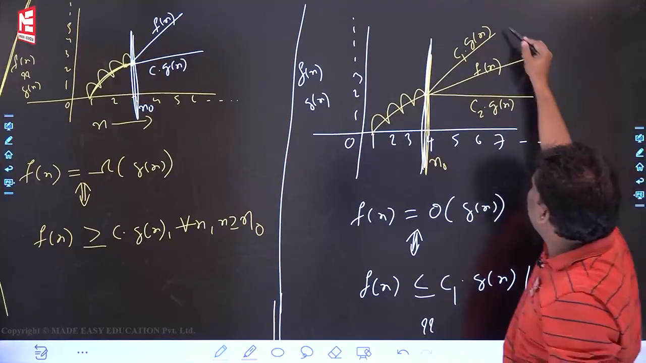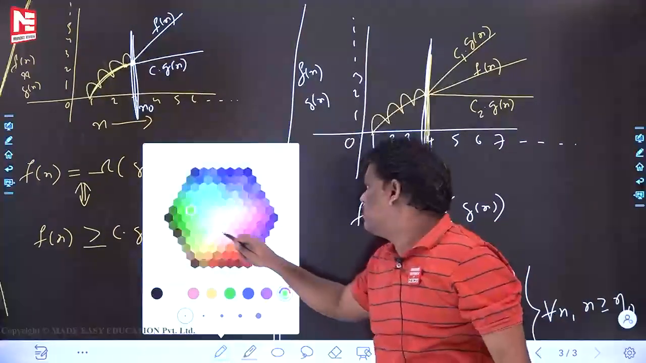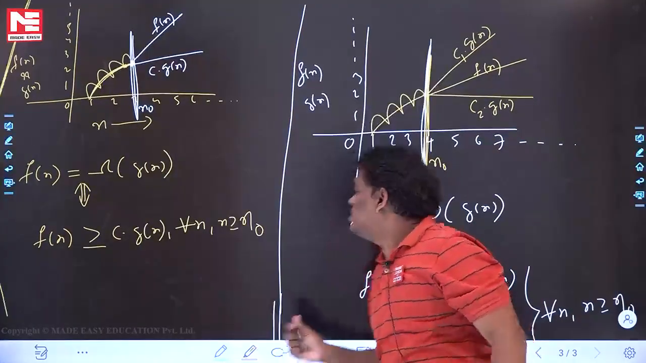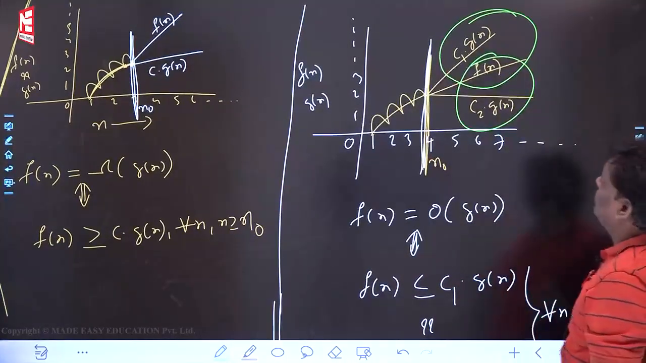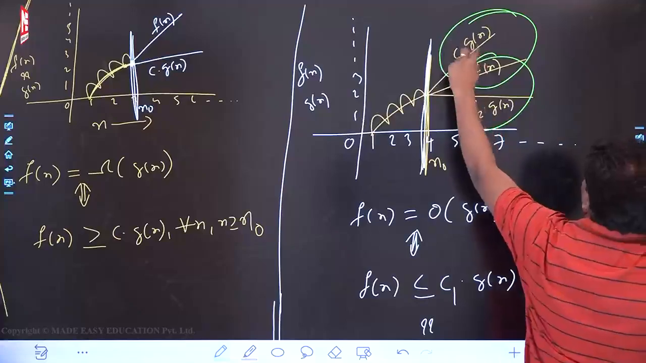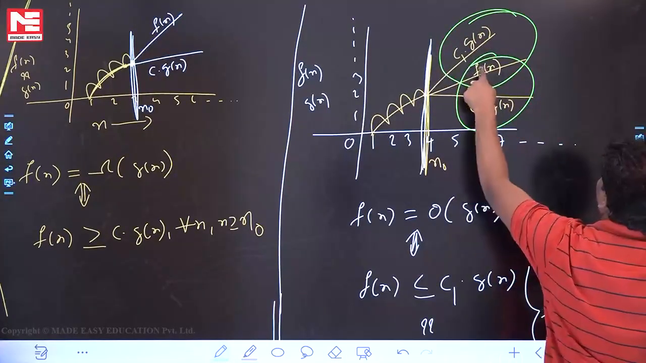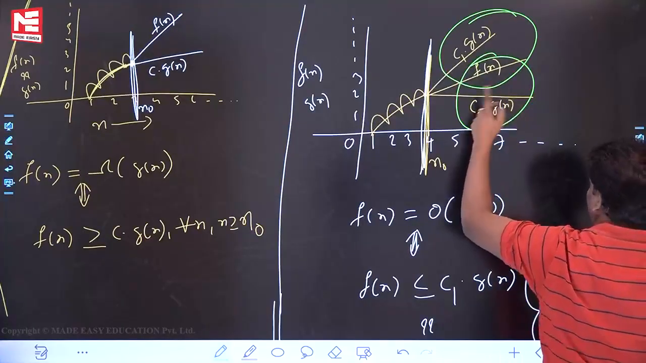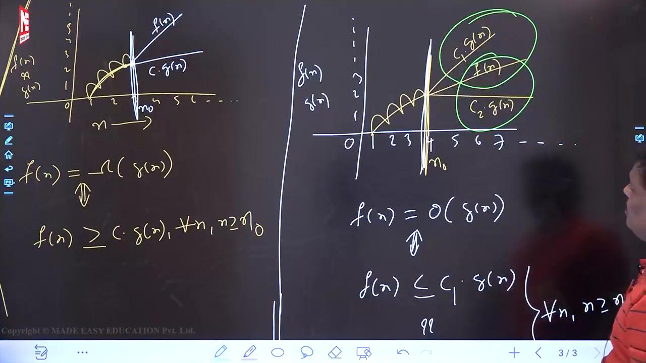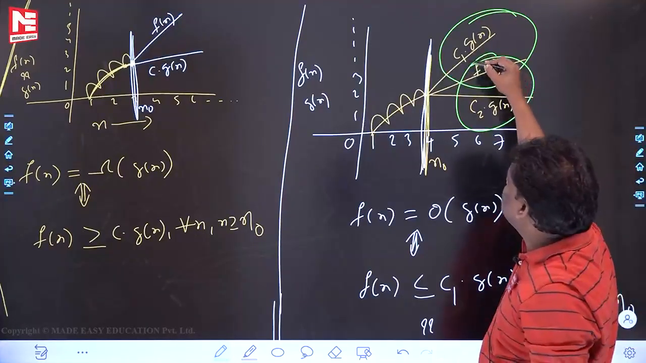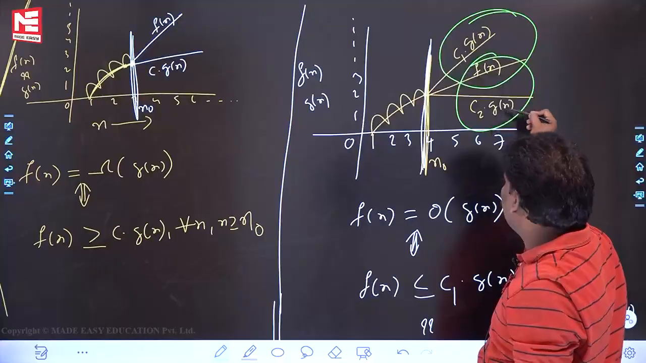See this one, this area, right? If you want, I will use a different color. See this one, this is the big O story. This is the omega story. Right? The big O story says that comparing f of n and g of n, g of n is bigger after taking c1 help. For omega, g of n is smaller after taking c2 help. So by taking some constant c1, g of n is bigger. By taking some constant c2, g of n is smaller.